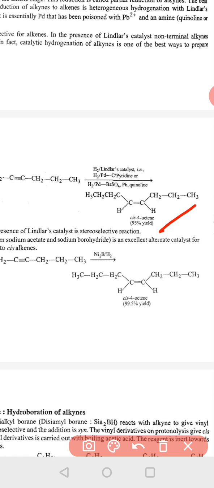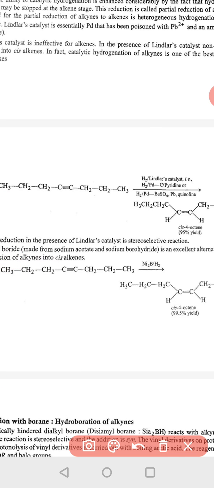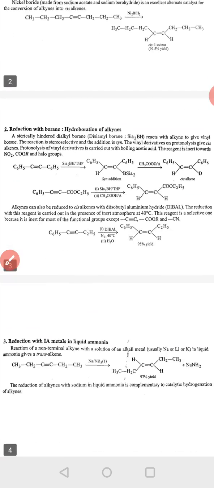Another alternate catalyst to carry out this cis reduction is nickel boride. This is an example of reduction of alkyne in presence of nickel boride. Here again we get 99.5% of the cis product. The next one is reduction with borane. This is called hydroboration of alkynes.